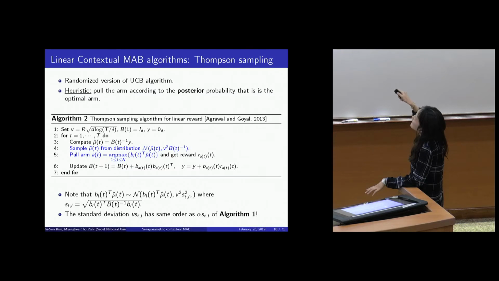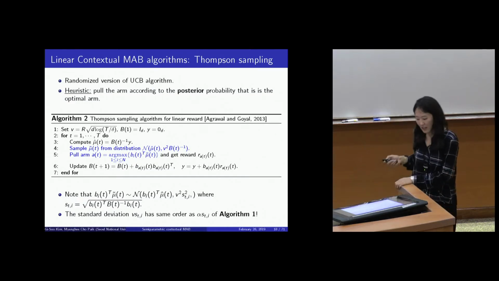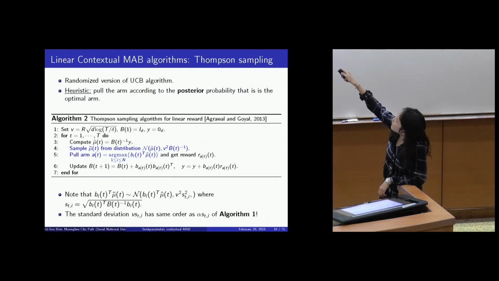Otherwise, the estimator for mu is the same as the previous UCB algorithm. And here we can see that the distribution of b transpose mu tilde is like this, where the mean is the current estimate and the variance is v squared s_t squared. And here the standard deviation, v s_t, is actually the same as alpha s_t of the UCB algorithm if we set v to be like this.